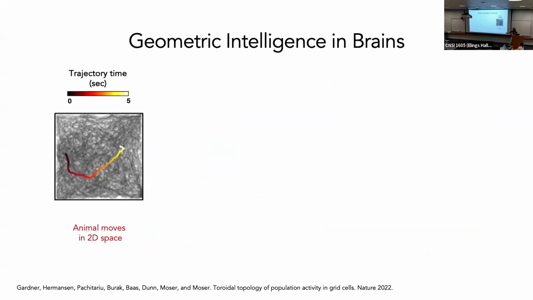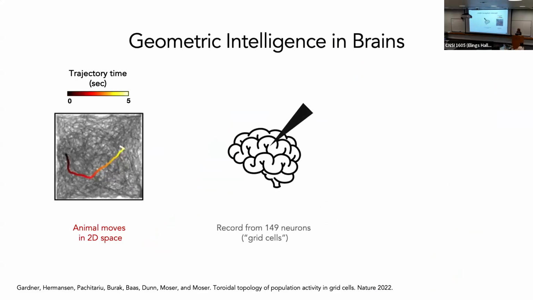So this is an experiment by Gardner et al. that was published in Nature 2022, so it's fairly recent. In this experiment, an animal moves freely in this 2D space. So this is a 2D environment where the animal moves, and it's going in 5 seconds from this point to this point. And it is aware of its 2D location, we can say.